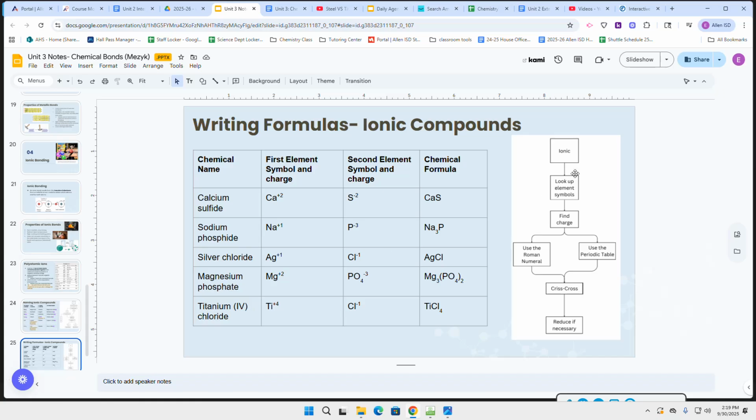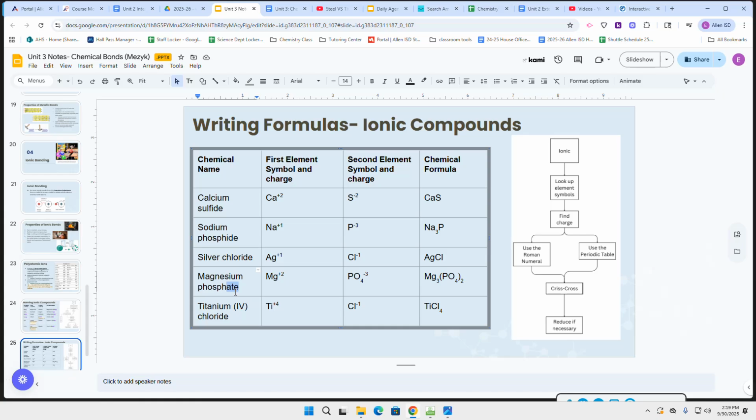All right, let's look at this next example. It's a little bit different. This one is magnesium phosphate. What you'll probably see is that this is a different ending. It ends in -ate. All of these other ones have ended in "ide." So that means it's going to be a polyatomic ion. But I'm going to follow my flow chart.